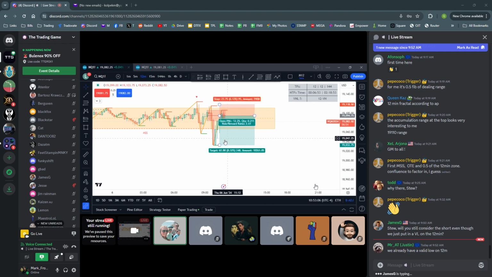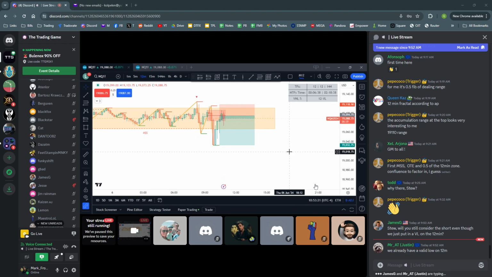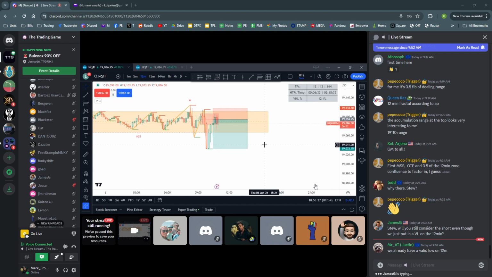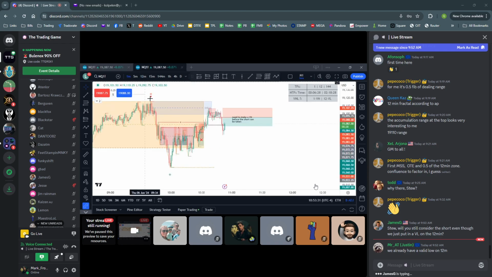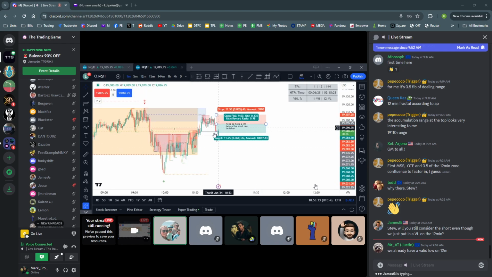Yeah, that's right, Justin. We do have a valid low right here. This is a valid low. I think James is saying that if we come down, make a new valid low, right? Because this is a valid high, make a valid low without taking this low, and it comes back up to our entry. Do we still short it? I don't know. I'd have to look at the 1 minute and make a judgment call. But as of right now, that's a short on the 12. And if we come back up here on the 1, I'll be shorting on the 1.